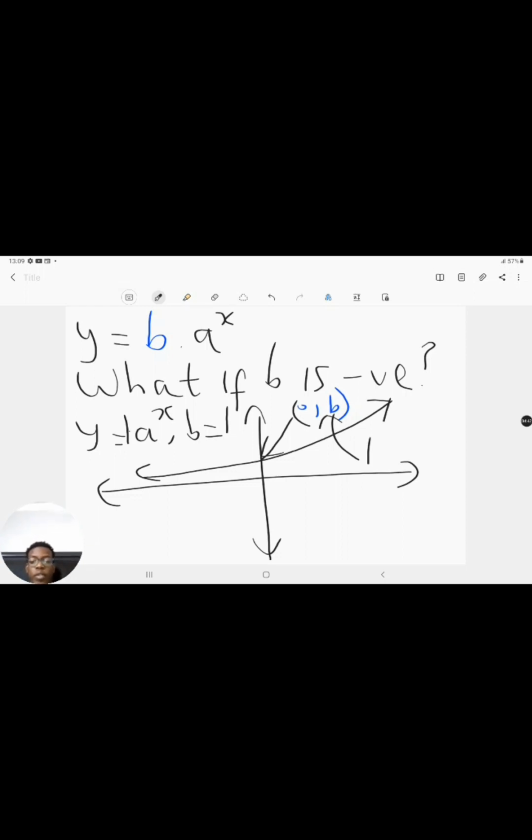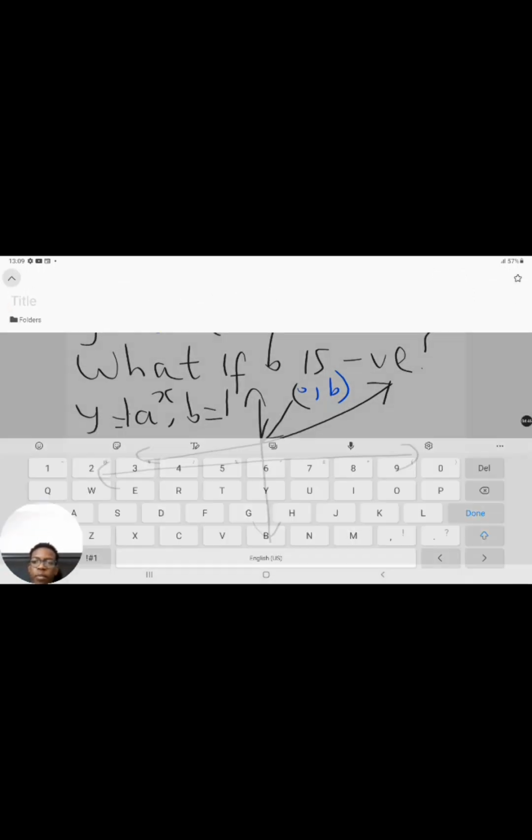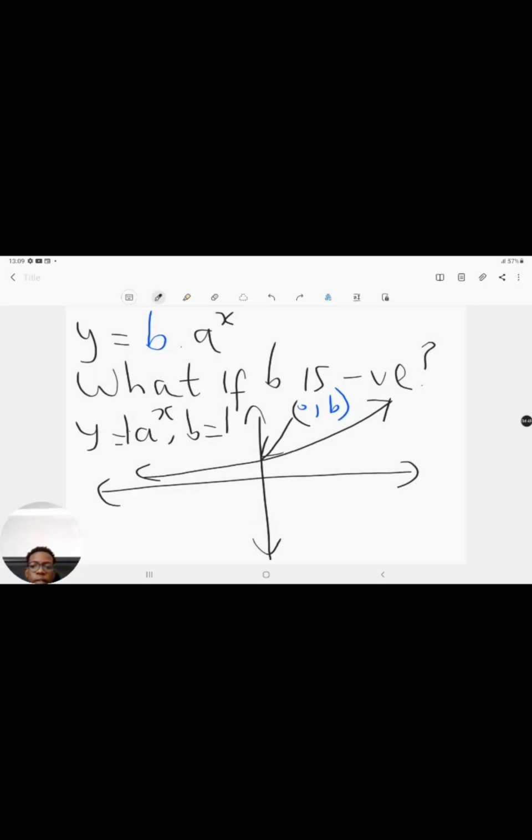And we know from a previous video that whatever the value for b is, that's the value that we're going to get there. That is going to be our y-intercept. So what if b is negative? Okay, let's address the main question now. What if b is negative?